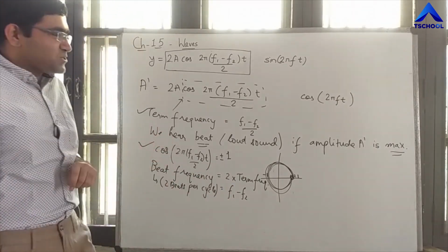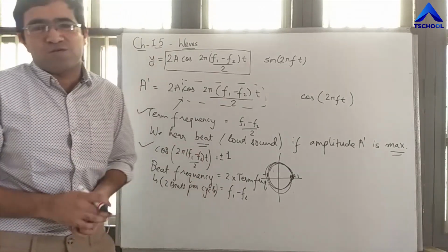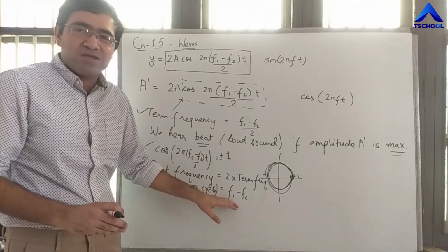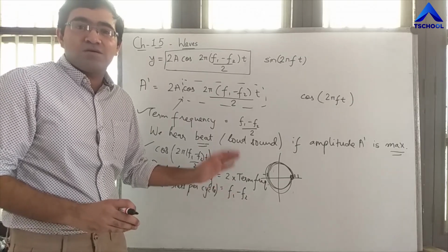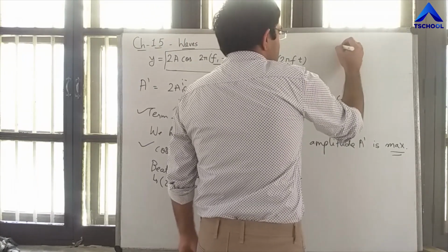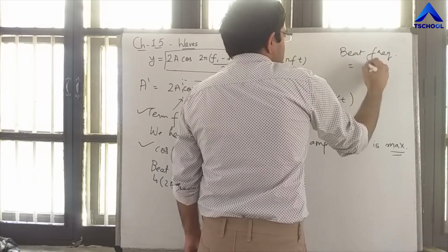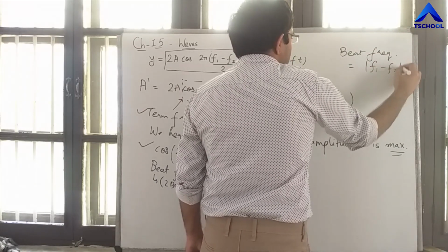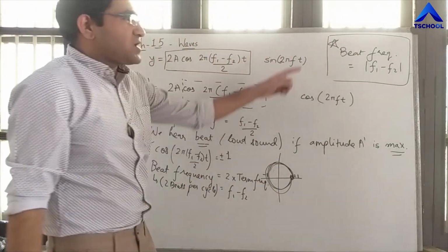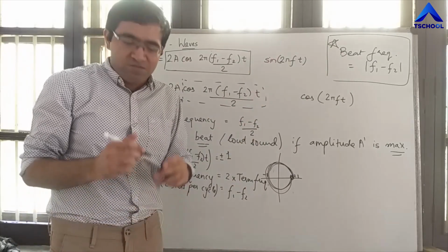Now there is a slight catch here. What if f1 is less than f2? All the while we have assumed that f1 is greater than f2, right? Not that this cares, but ultimately you can't have a negative number of beats in a second. So to be on the safer side, you would always write that beat frequency is equal to modulus of f1 minus f2, in case you don't know which one is greater. So that's the takeaway, that's the key point from this topic. The beat frequency is modulus f1 minus f2.